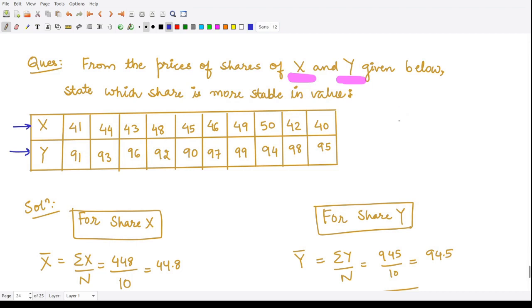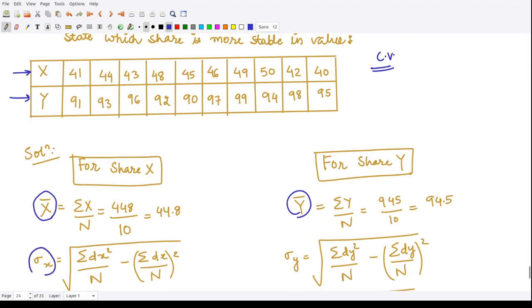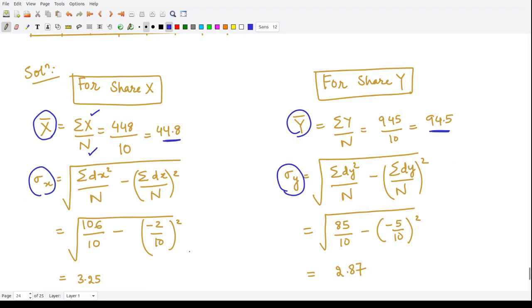For that we'll calculate this coefficient of variation for both the shares. For that you require the mean for the first share, the mean for the second share, and then the standard deviation for the first share, and the standard deviation for the second share. The mean is easily calculated by taking the sum of the first quantity divided by the total number, which comes out to be 44.8. Similarly for the second, that comes out to be 94.5. And you can also calculate the standard deviation. This you already know how to calculate. So you have these numbers.